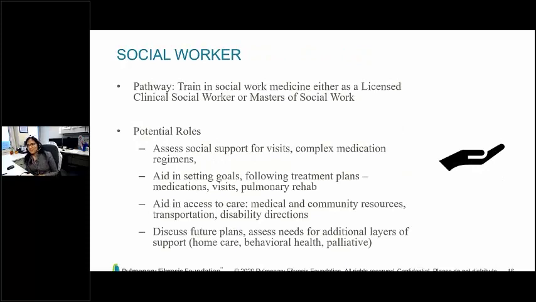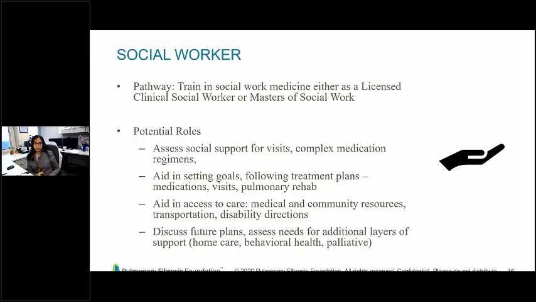Social worker. My favorite question when we had a social worker join our team was that someone just looked at me and said, why on earth would I ever need a social worker? I don't understand what's going on here. And so what does a social worker do? I feel like I am still learning every day about the amazing things that a social worker can add to someone's care. So this is someone who trains in social work medicine, either as a licensed clinical social worker or has a master's of social work.